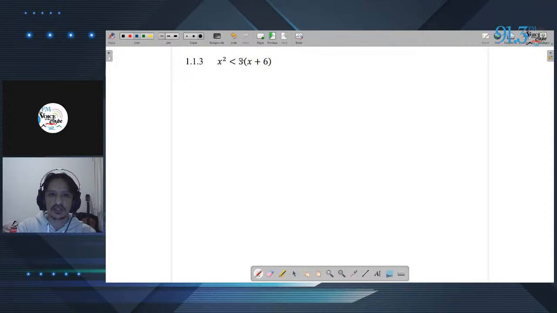So in this question, they're saying x squared is less than 3 times the brackets x plus 6. Now, what we do is we just solve this in this brackets here. So we got x squared is less than 3x plus 18. Okay? We move everything over to the left. We get x squared minus 3x minus 18 is less than 0.